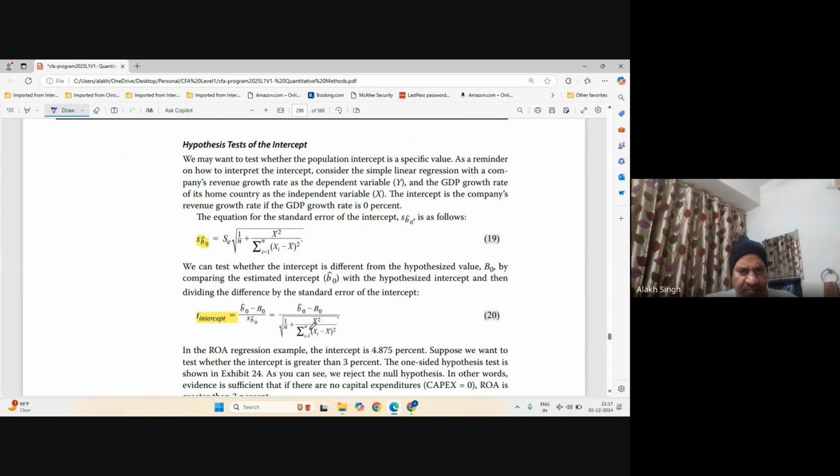So what does it tell? If n is larger, then this will be smaller. Yes, the standard error of B0 hat will be smaller when n is larger.